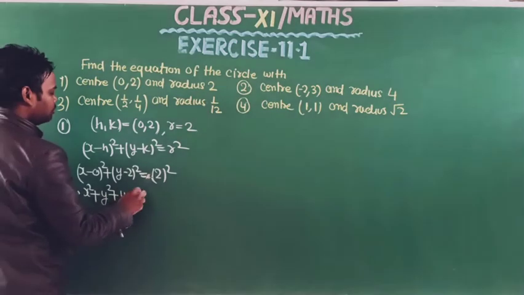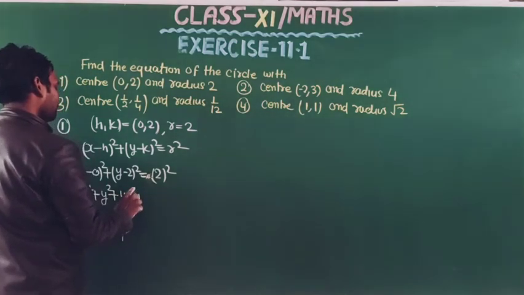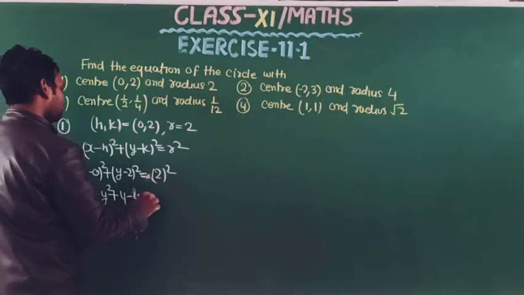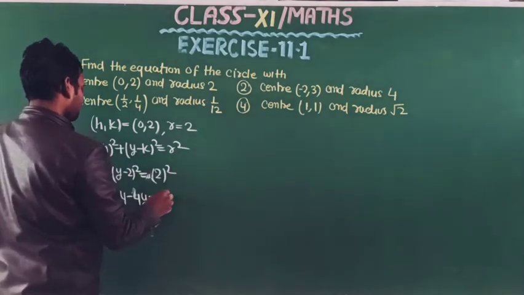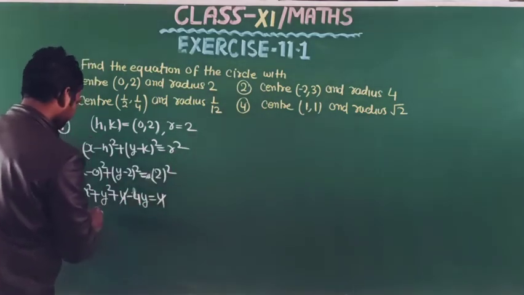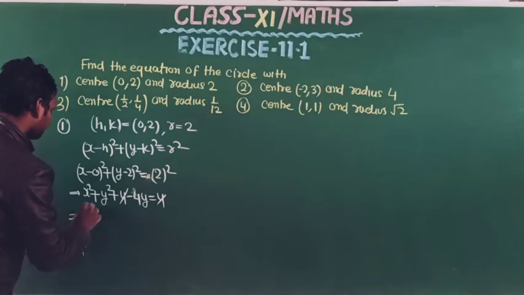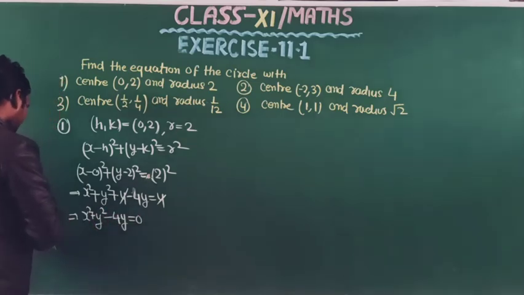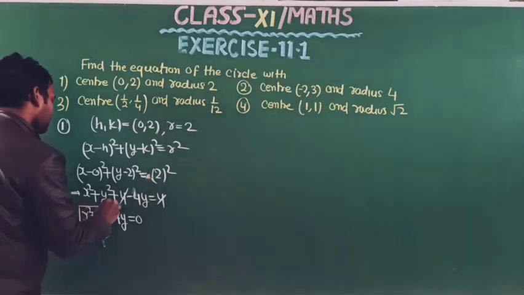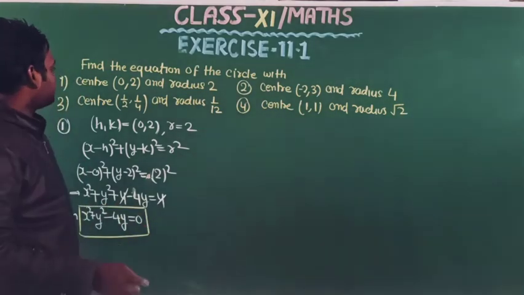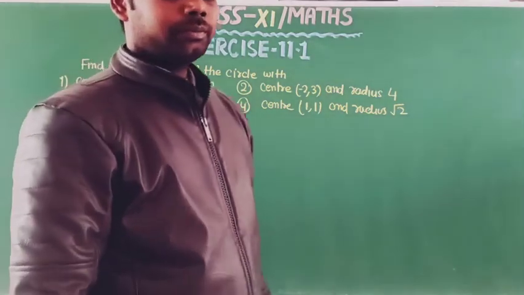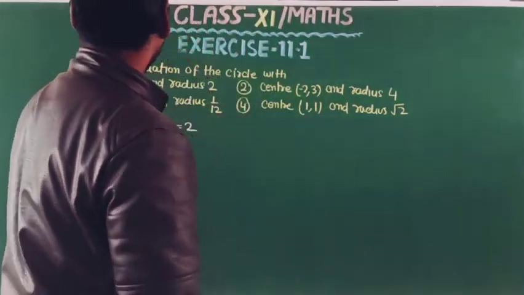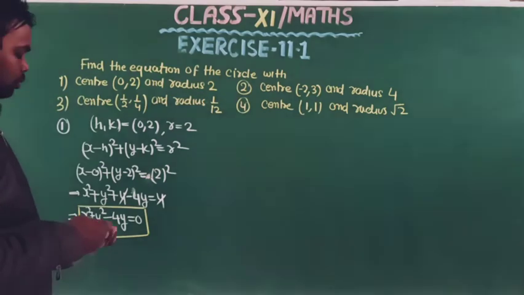This implies x square plus y square plus 4 minus 4y equal to 4. So here 4 cancel. This implies x square plus y square minus 4y equal to 0. Okay, so this is the required equation of the circle with center (0, 2) and radius 2. Okay.